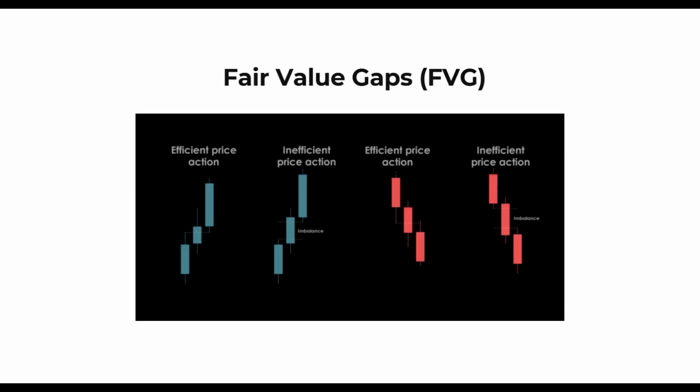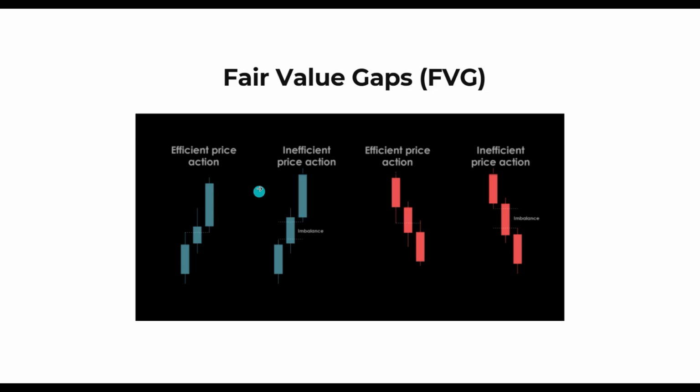Now moving on to another component of ICT trading concepts, which is the fair value gap. The fair value gap is a gap between three candles where price moves aggressively with imbalanced volume. Price often returns to the fair value gap to fill the gap before continuing, and the fair value gap also acts as dynamic support and resistance. Now, if you look here, this is an example of the bullish fair value gap. So we have the bullish and bearish fair value gap.